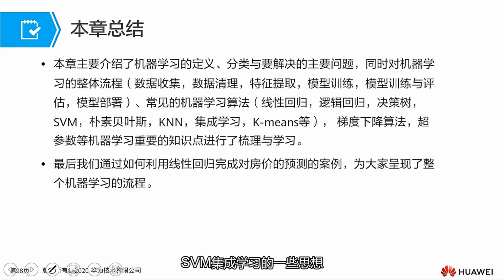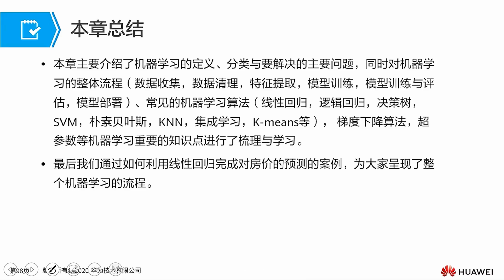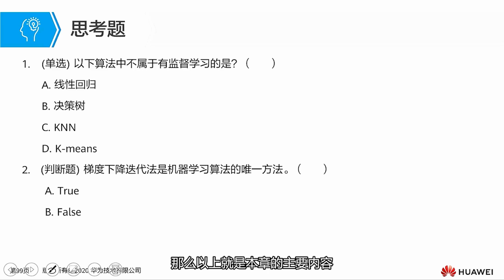Linear regression, decision tree, SVM. Some thoughts on ensemble learning. K-means. These algorithms can all have a better understanding. That's okay, especially the relatively important gradient descent algorithm. This is something everyone should pay special attention to. Remember, because there will also be a deeper level of application in this part of deep learning. So that's a key content of this chapter.